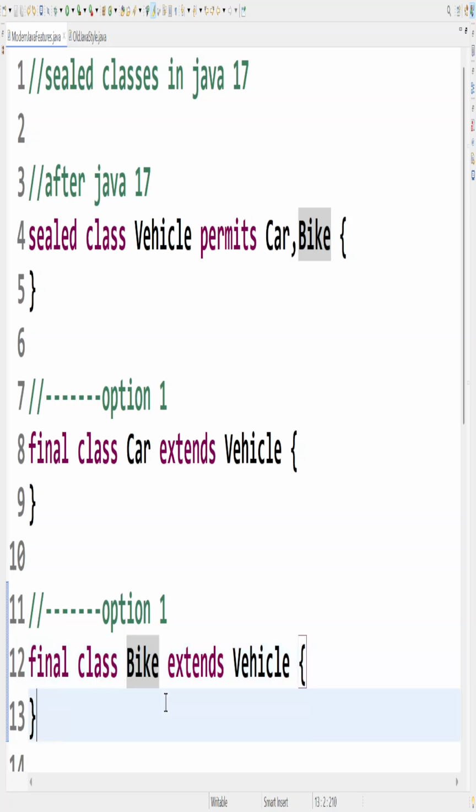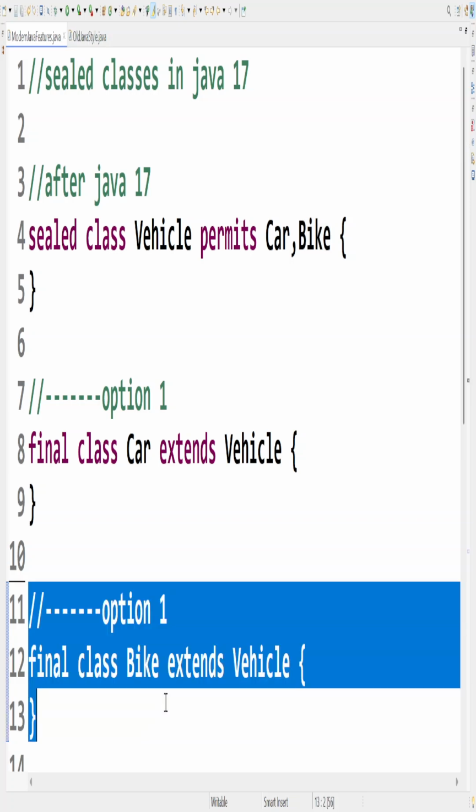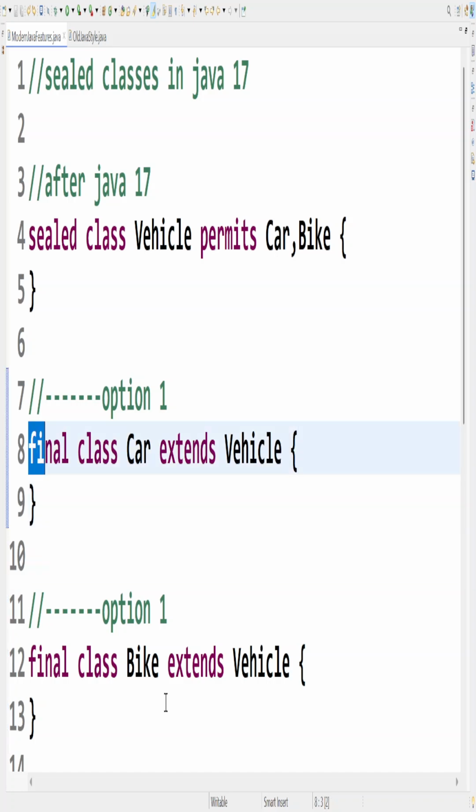And one important thing to note about sealed classes is that whenever you are subclassing a sealed class, the subclass has to be declared as final, or as sealed again, or as non-sealed. So why is that? We will see that in the next part of this video.